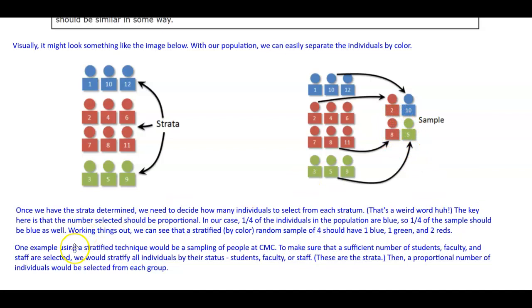Now, one example using a stratified technique would be a sampling of people at CMC. To make sure that a sufficient number of students, faculty, and staff are selected, we would stratify all individuals by their status: students, faculty, or staff. These are the strata. Then a proportional number of individuals would be selected from each group.